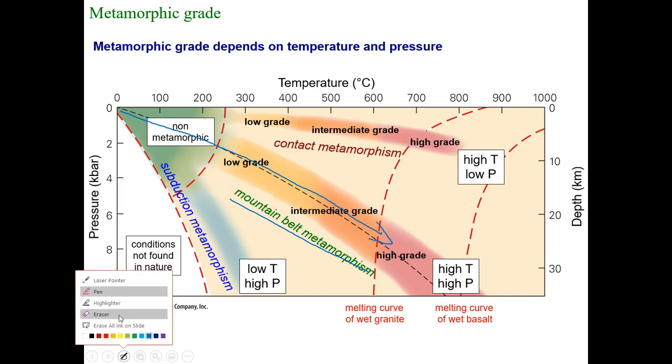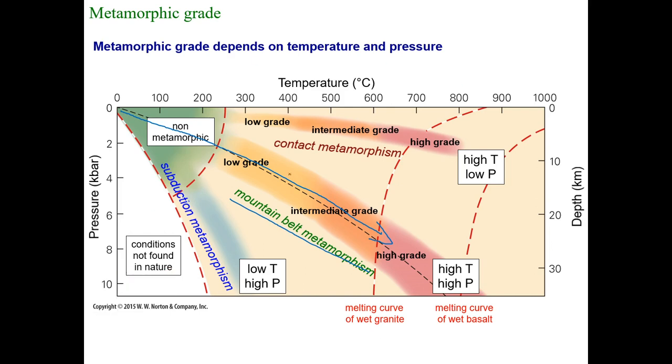I'm going to use a different color, a red color for hot temperature. If you follow a PT path like this, notice that you are increasing the temperature without increasing much of the pressure. So at this point here, you're only maybe at 1 kbar, but you're at like 800 degrees Celsius. So that would be a high temperature but low pressure metamorphism. We call that contact metamorphism.